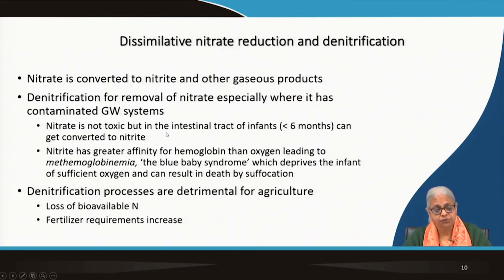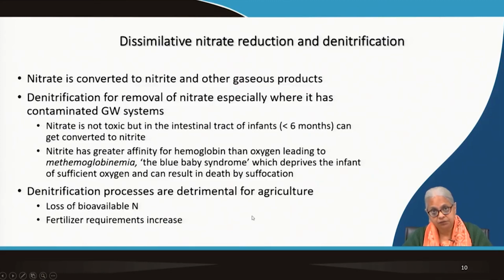Nitrate by itself is not toxic, but infants who are less than 6 months old can have a problem because nitrate can get converted to nitrite. Nitrite has a greater affinity for hemoglobin compared to oxygen. So these children do not have the crucial enzyme that is required for preventing this reaction, and because of the higher affinity of nitrite to hemoglobin, it results in what is called methemoglobinemia, or the blue baby syndrome, and this causes the child to suffer from a lack of oxygen, and it can cause death by suffocation.